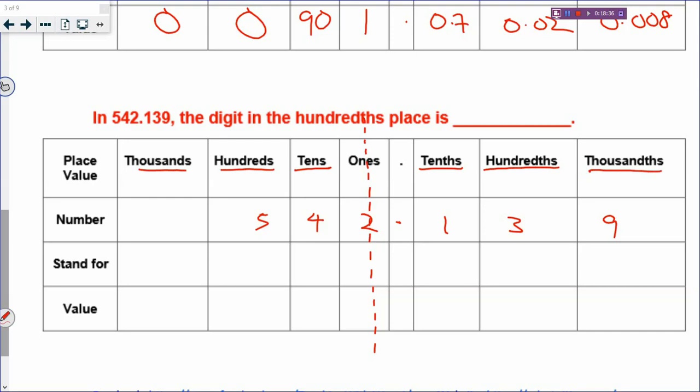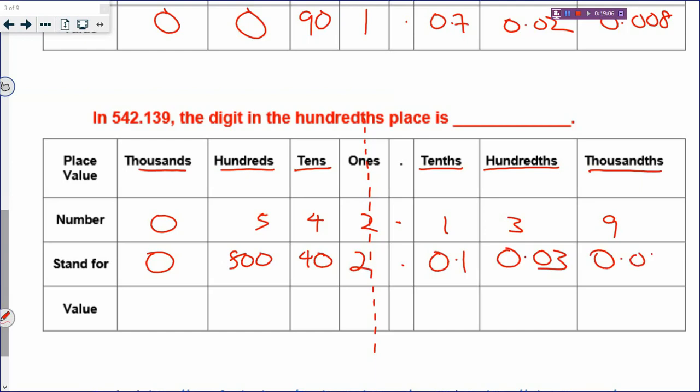Okay, so there's nothing in the thousands place, so there's a 0 there. So what does the 0 in the thousands place stand for? Nothing. What does the digit 5 stand for? 500. And the digit 4 stands for 40. And the digit 2 stands for 2. 2 ones means 2 times 1. And what does the digit 1 stand for? Which is 1/10. That will be 0.1. And digit 3, that will be 0.03. And what does the digit 9 stand for? 0.009, because it has 3 decimal places.